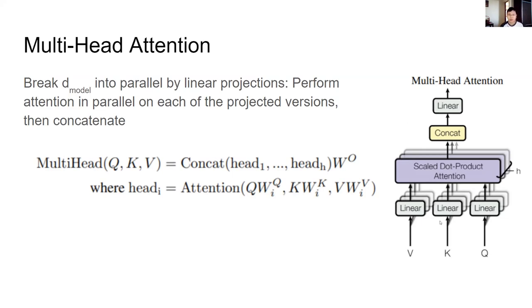So you do some kind of linear projection, and then you have multiple sets of inputs and multiple scaled dot product attention units that is represented by dimension H. And once you have the output of all of these, you concatenate them, and then you have another linear layer on top of it.